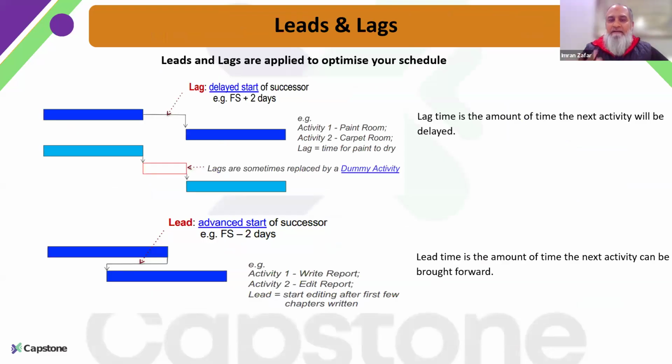And then we have leads and lags as well that we utilize to optimize our schedule. So let's talk about what a lag is. Lag is the amount of time that we need to give in between certain activities. Let's say in between two activities, before the next activity starts, I need to give some settlement time or some resting period, which may be due to the type of dependency that is between those activities.